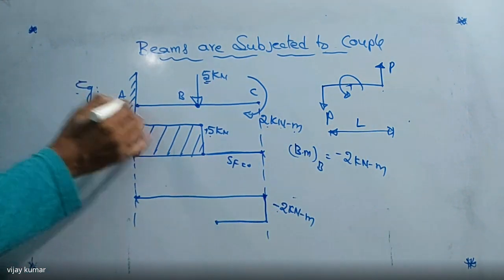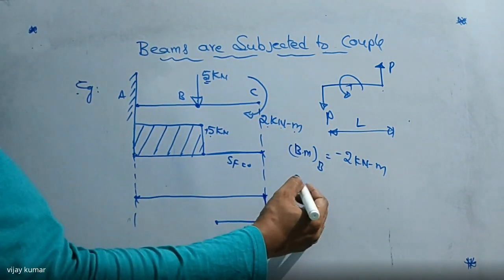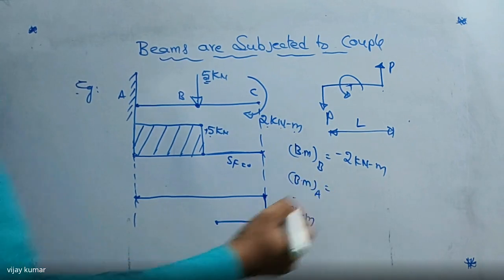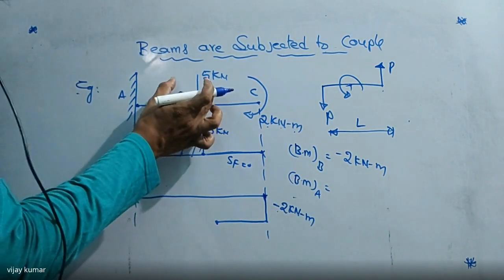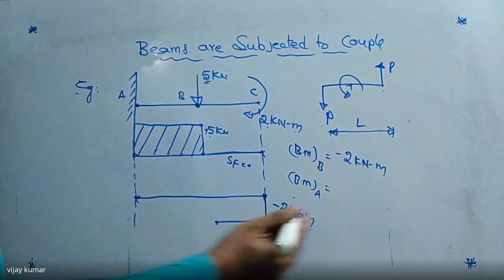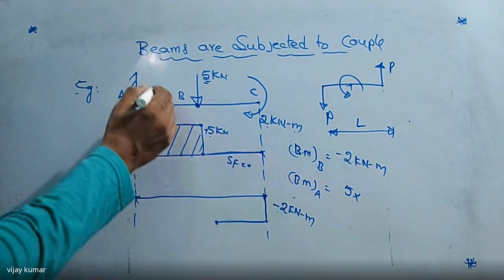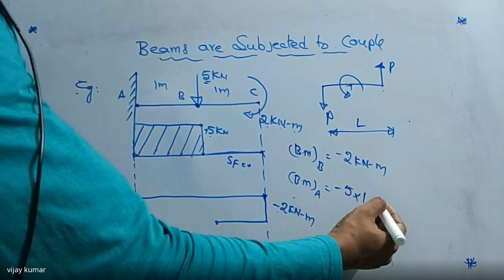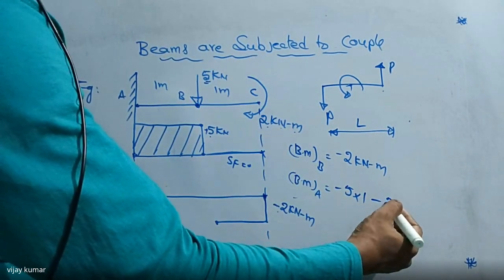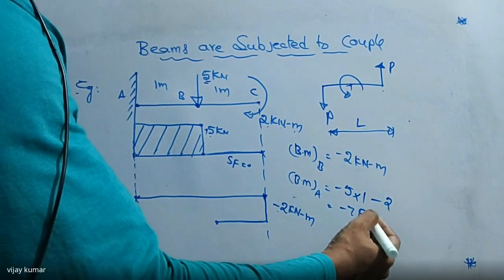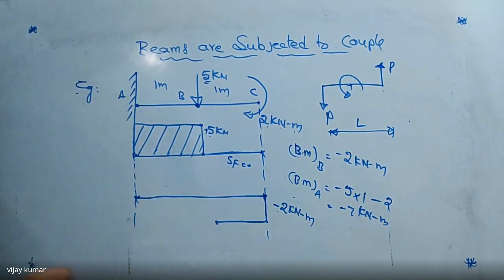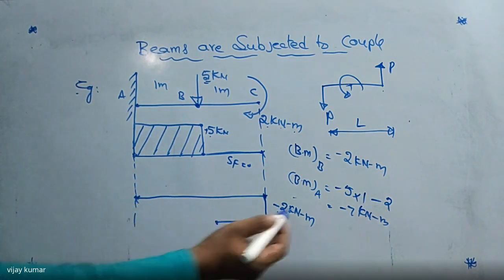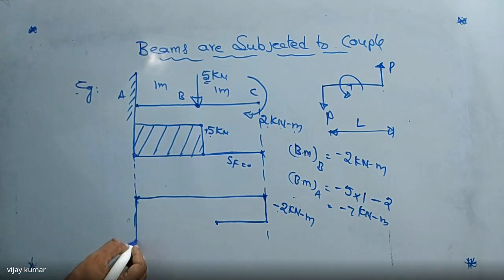So if you come to point A, I'm writing here: bending moment at point A is equal to, so take this moment and take this couple also. So what is the moment here? 5 into, so take this one as 1 meter and this one as 1 meter. 5 into 1, negative, and the couple is also negative, that is 2. That is totally minus 7 kilonewton meter at point A. Did you get my point? So that is negative. Negative means I'm going to indicate it up to this one, that is minus 7 kilonewton meter.